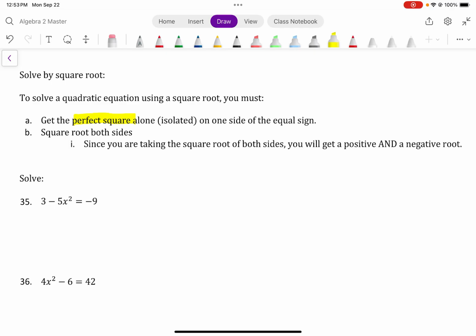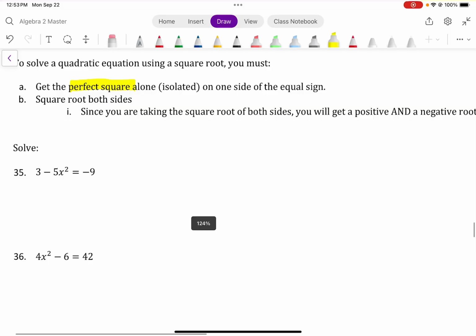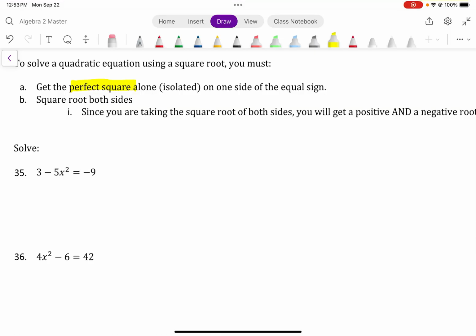First thing, the perfect square here does not necessarily just need to be x. Okay, we'll see that as we get going through some of these, like specifically number 37. Doesn't need to be just x. But since we are square rooting both sides, that's where this next piece comes in. You're going to get two separate answers, one positive, one negative.